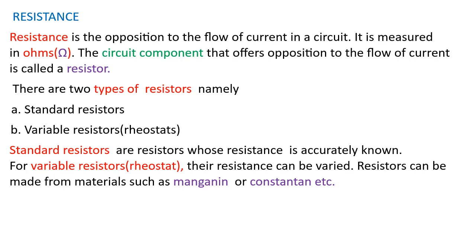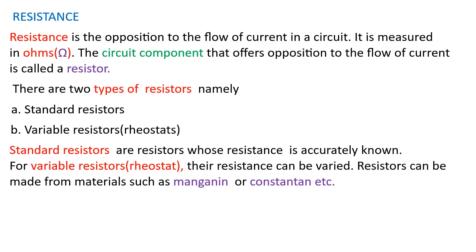There are 2 types of resistors that you can find in any circuit. The first one is the standard resistor, and the second one is the variable resistor, or rheostat. Standard resistors are resistors whose resistance is accurately known. If you get a standard resistor, the value of the resistance is written on it.